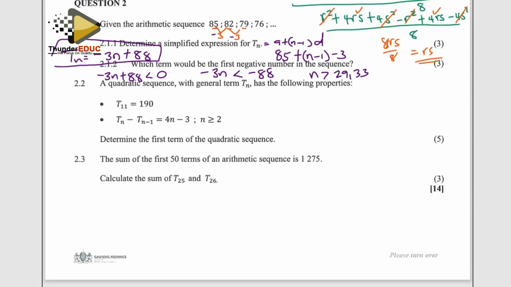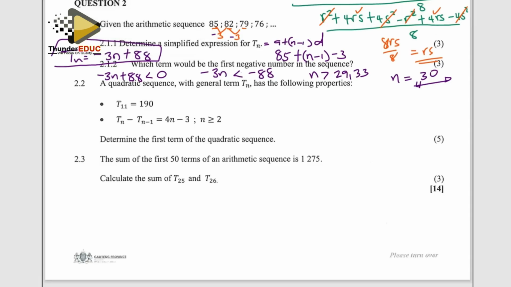So the first term that is greater than 29.33 is going to be 30. Okay, so T30 is going to be the first negative number. You can even substitute the 30 in there, you'll get negative 2. All right, then 2.2.